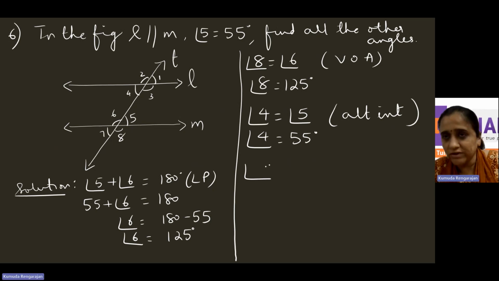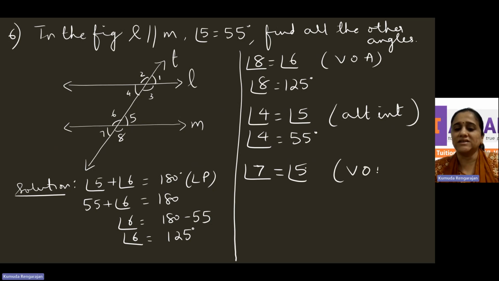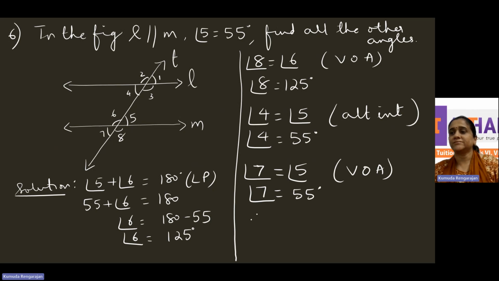Next, Avanish, what do you want to find? No, no. You want to find only one angle at a time. Which, any angle? You want to find 7. So 7 is equal to what you're going to say? 5. Why? Vertically opposite angles are equal. So then what is 7? Then 7 is equal to 55 degrees. Yes or no?